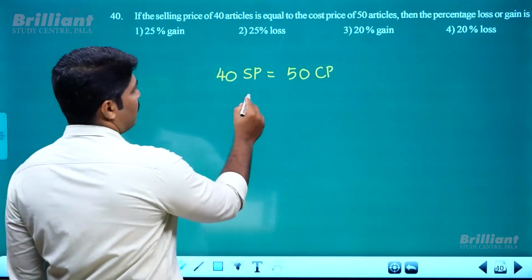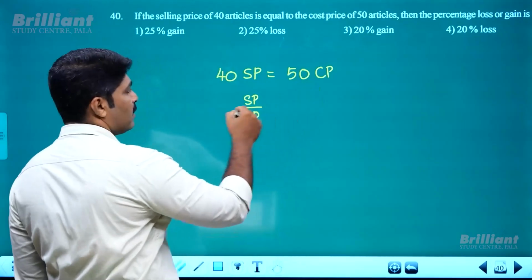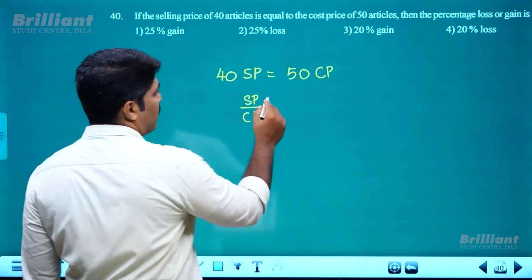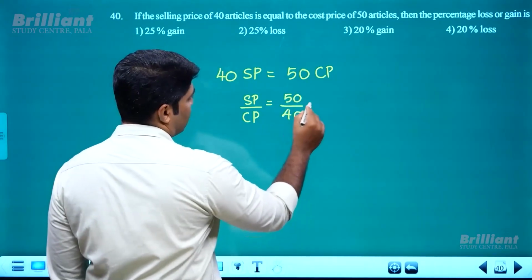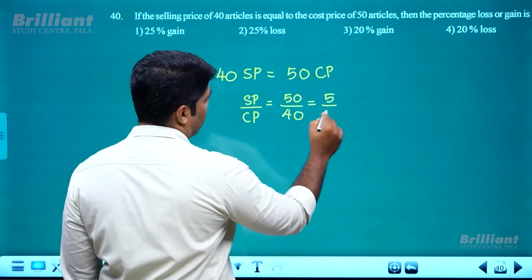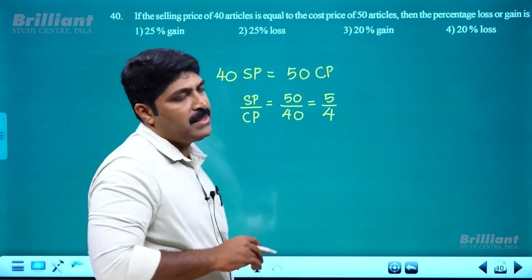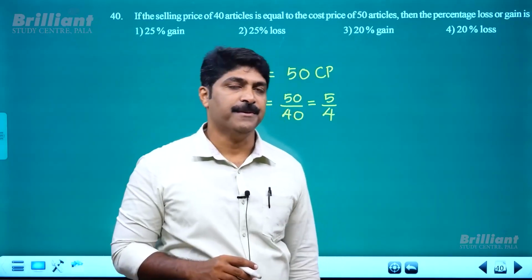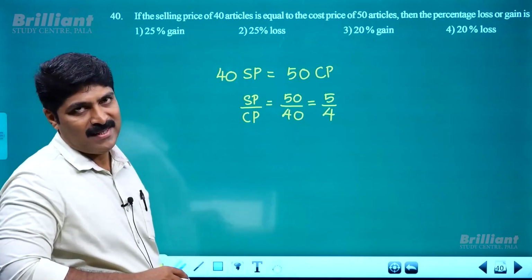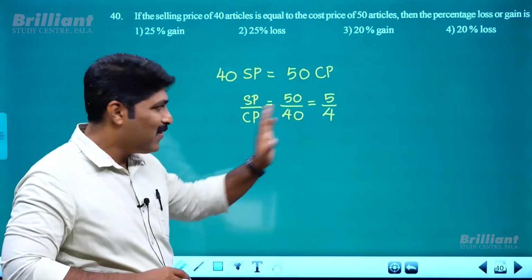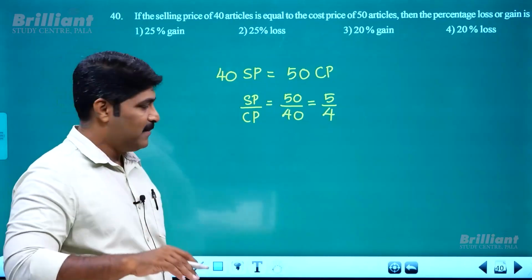So you just convert like this, selling price by cost price. I'm taking this cost price towards the left side, and on the right side, what will happen? This is 50 by 40. For simplification, that is 5 by 4. That's why I mentioned that it's a basic ratio application question. Here, finally, we reach the ratio of selling price and cost price. So here, cost price is 4 rupees and selling price is 5 rupees. We have to consider it like that.